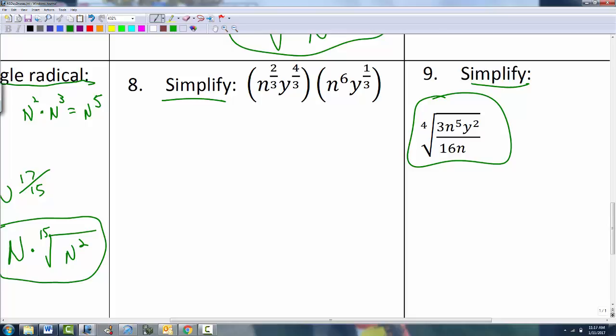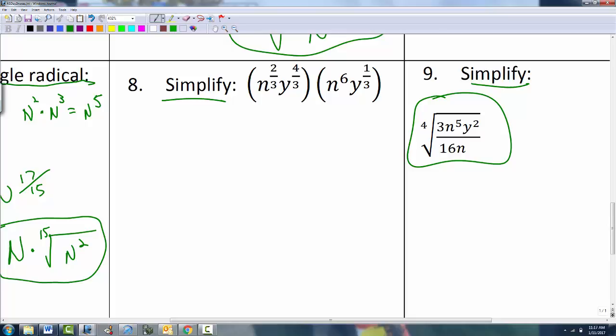So start as a radical question, end in radical form. Don't change it to exponent form, fractional exponents. If it starts as a fractional exponent question, end as a fractional exponent question. That can be confusing if you don't listen to that.